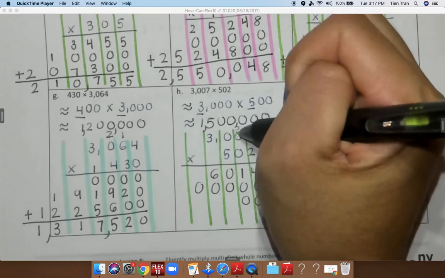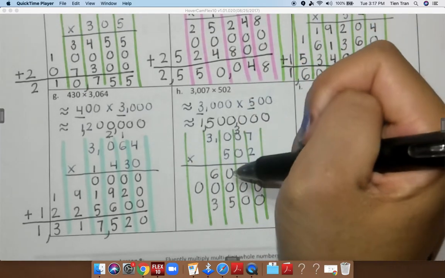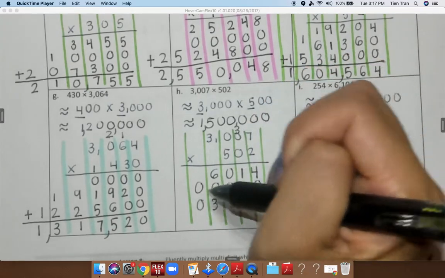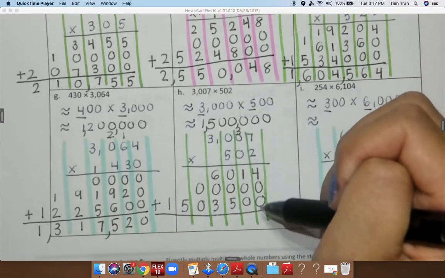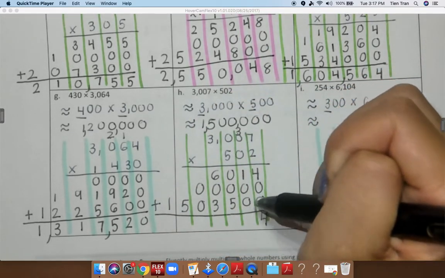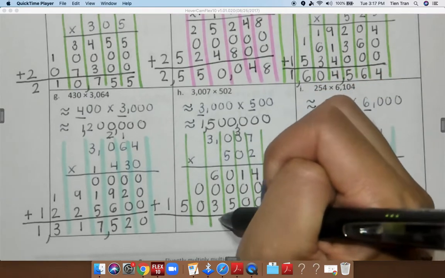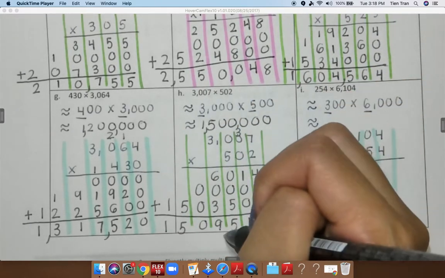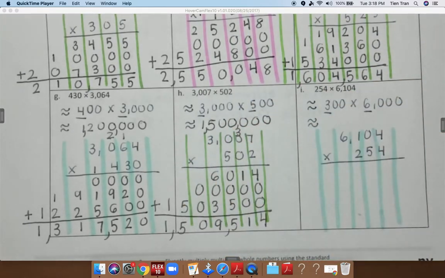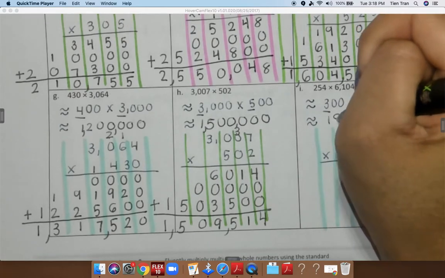5 times 7 is equal to 35. 5 times 0 is 0. Add the 3. 5 times 0 again is 0, and 5 times 3 is equal to 15. I'm going to add everything together. 4 plus 0 plus 0 is 4, 1 plus 0 plus 0 is 1, 5 plus 0 plus 0 is equal to 5, 6 plus 3 is 9, 0 plus 0 is 0, bring down my 5, bring down my 1. So what I have here is 1,509,514.